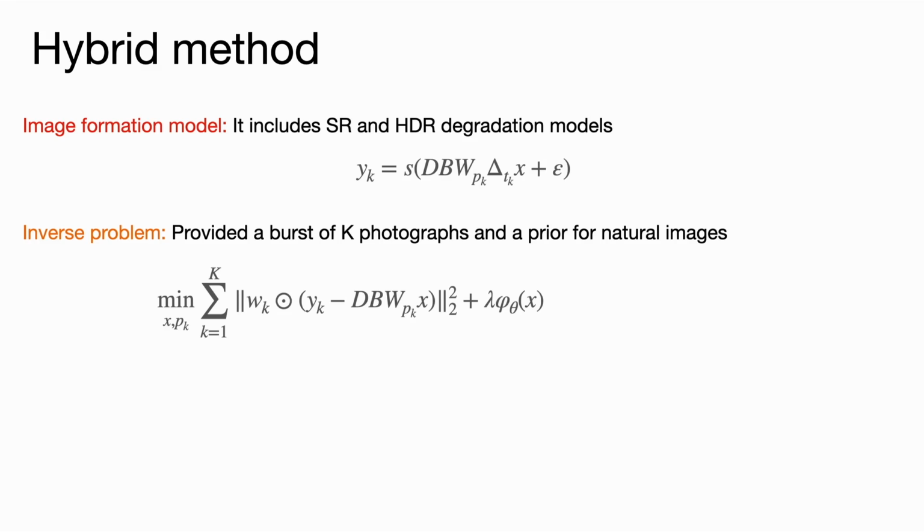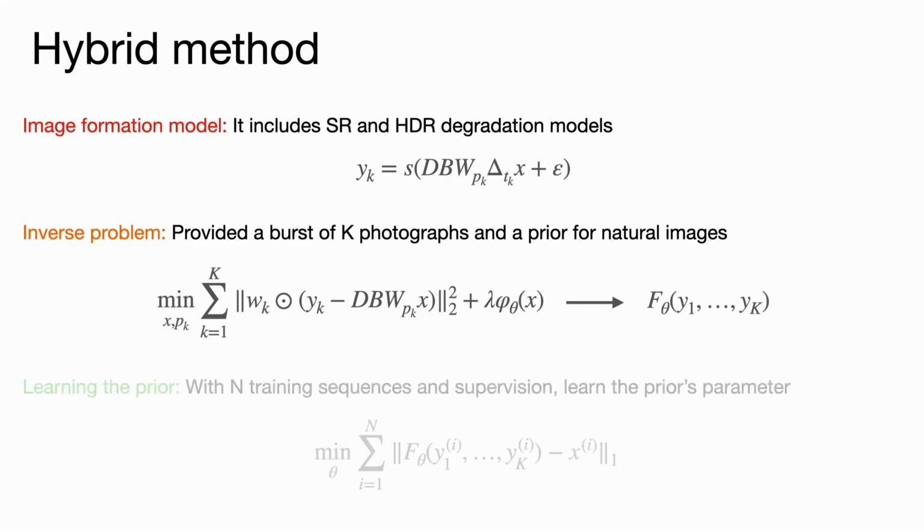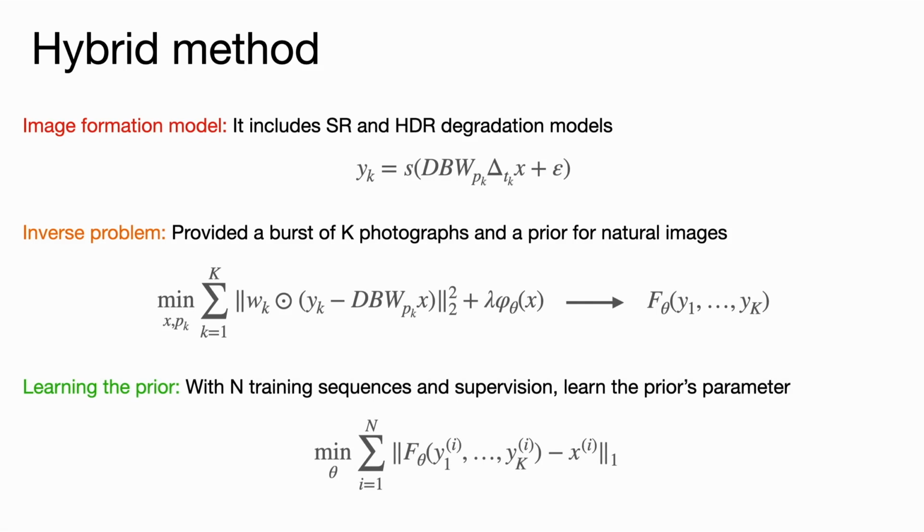Following the common and successful strategy in image processing, we parameterize the prior with a convolutional neural network, with parameter theta. In this framework, finding a solution to this problem boils down to evaluating a function f theta, which will be explained in the next slide. This parameter is learned with some training data consisting in realistic synthetic bursts and corresponding ground truths.